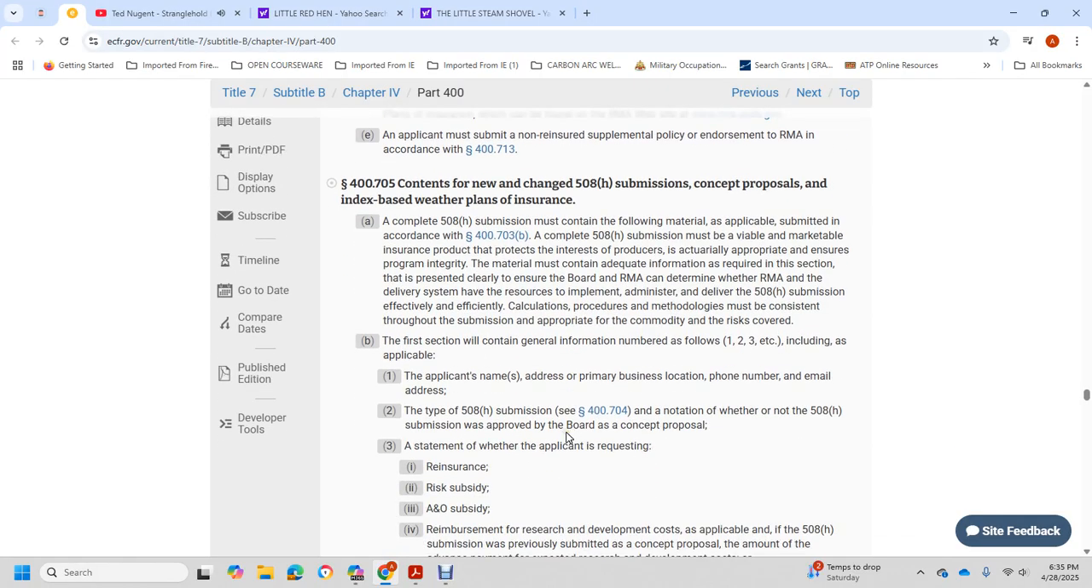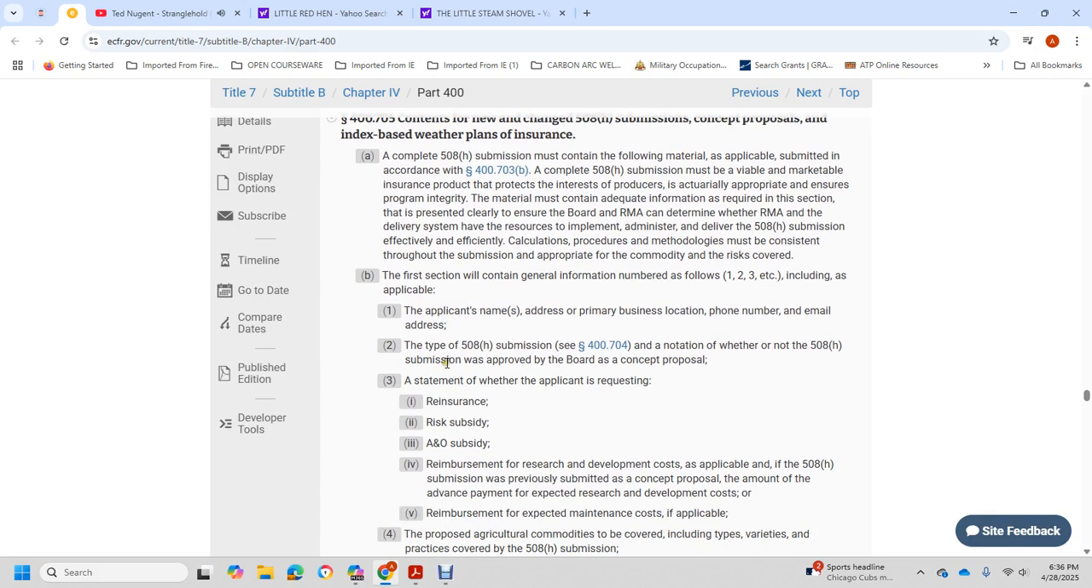The first section contains general information, numbers 1, 2, 3, including the applicant's name and address of the primary business location, phone number, email, and the type of 508(h) submission, with approval of the board for the conceptual proposal.